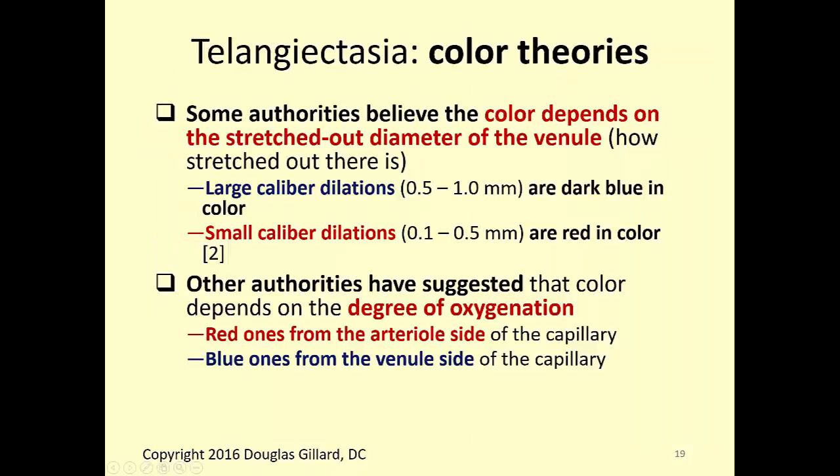So, color theories. There's a lot of different theories about color. There's two big ones. Some authors believe that the color depends on how stretched out the natural diameter of that venule was. So if the vein stretches between 0.5 and 1 millimeters, then the color is dark blue. If it stretches between 0.1 and 0.5, so not quite as much, then they're red in color.